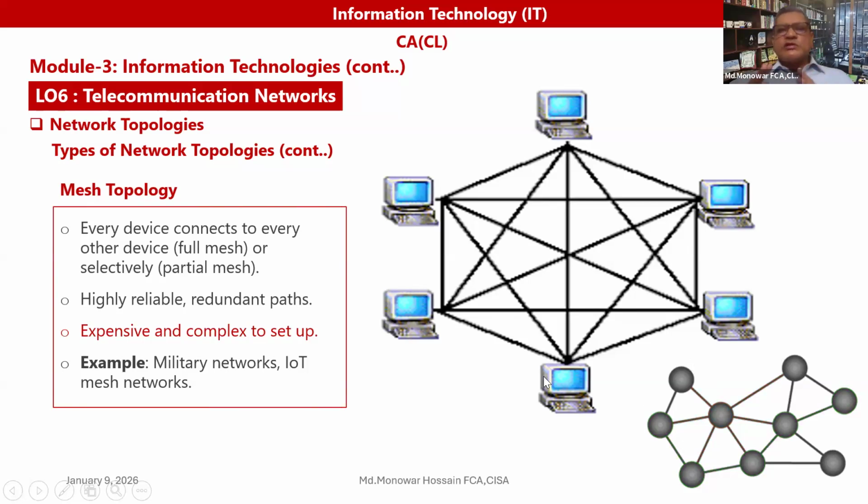This is also called the full mesh. Sometimes we have the partial mesh. So it is highly reliable, but it is expensive and complex to set up. That type of network topology is used in military networks, Internet of Things, IoT mesh networks, etc. And this is the full mesh network. This is the half or partial mesh network.